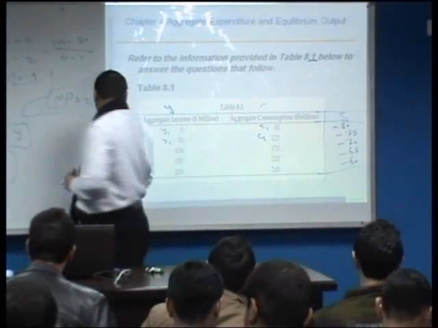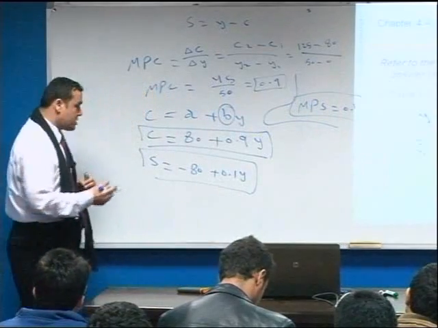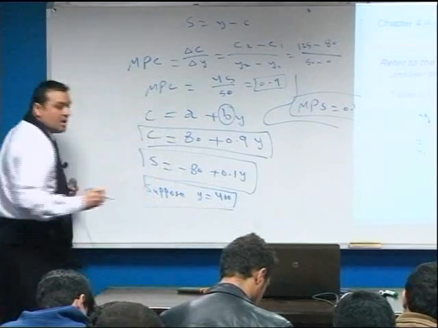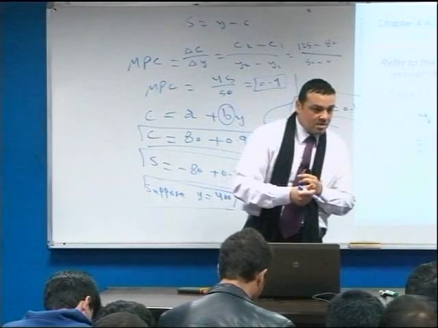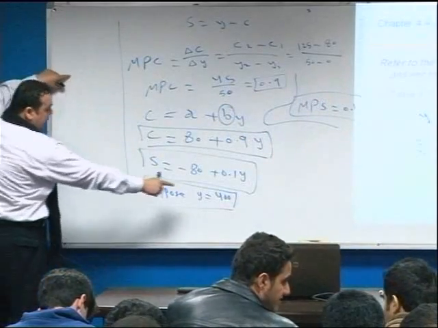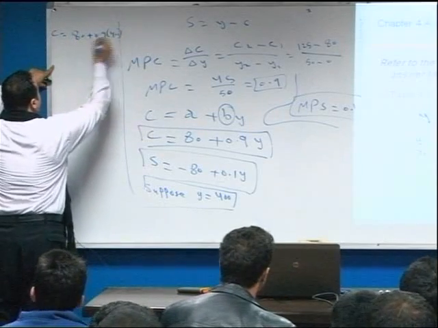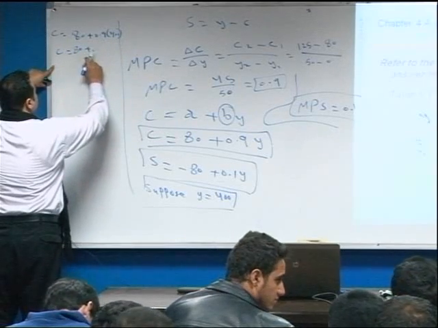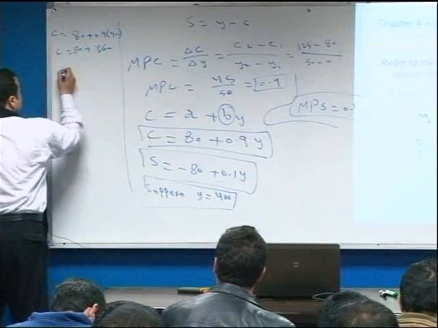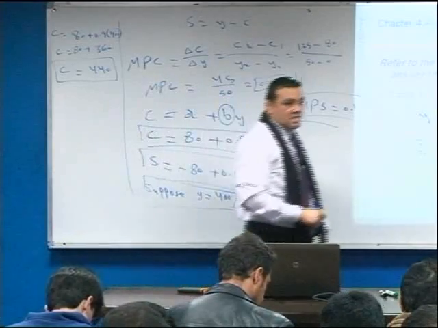Suppose Y equals $400 billion. Calculate the consumption, or the aggregate consumption, and the aggregate saving. I think it's easy. So as you see, when Y equals $400 billion, C equals 80 plus 0.9 times 400. So C equals 80 plus 360. Yes, exactly, 360. So C equals $440 billion. So how much is the aggregate saving in this case?